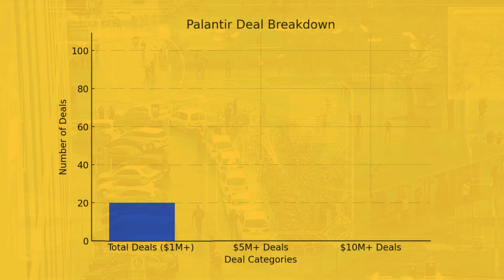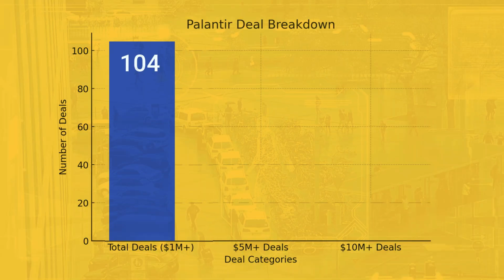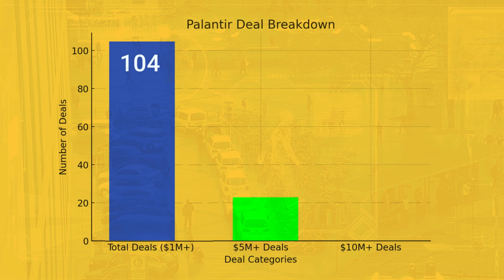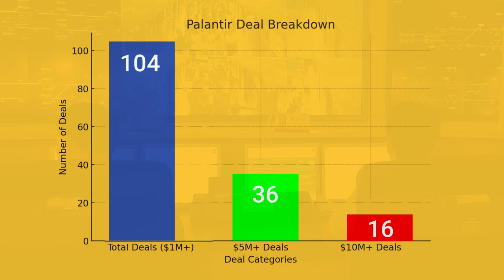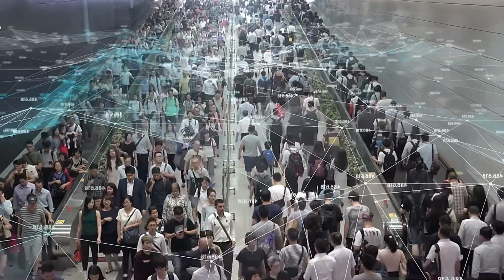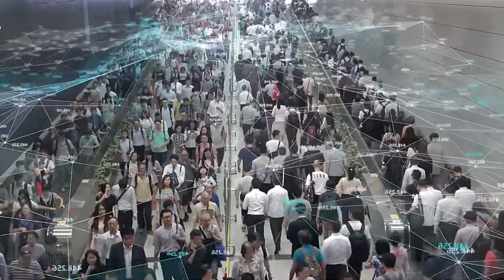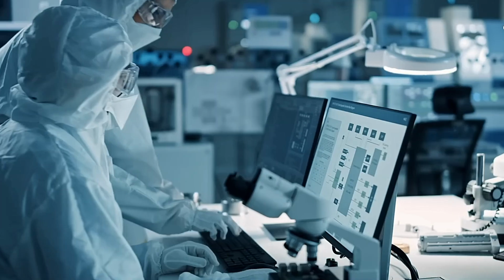All in all, Palantir closed 1 of 4 deals worth at least $1 million. Of those, 36 were worth more than $5 million, and 16 clocked in at $10 million or more. The company noted multiple instances of 7-figure deals signed within weeks of boot camp attendance.